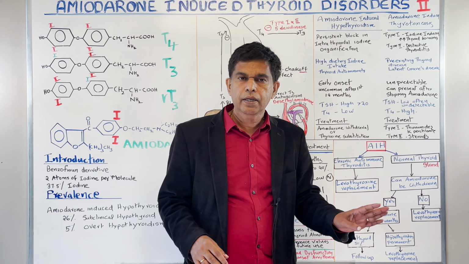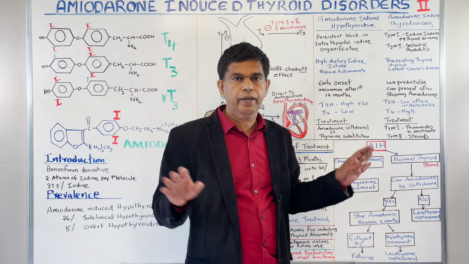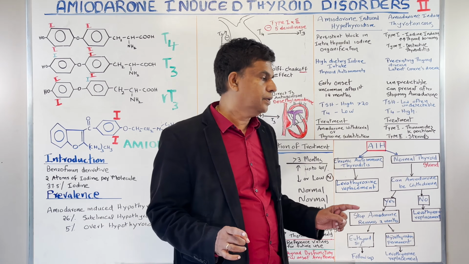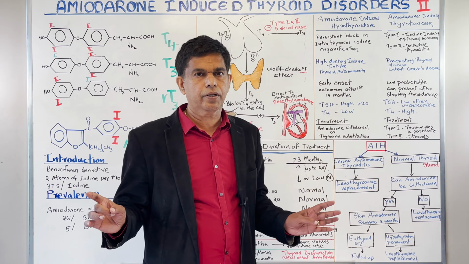If there is chronic autoimmune thyroiditis, you will give levothyroxine replacement and it's done. Okay? Let's say you have a normal thyroid gland, what do you have to do? You have to ask a question. Can I stop amiodarone? Right?